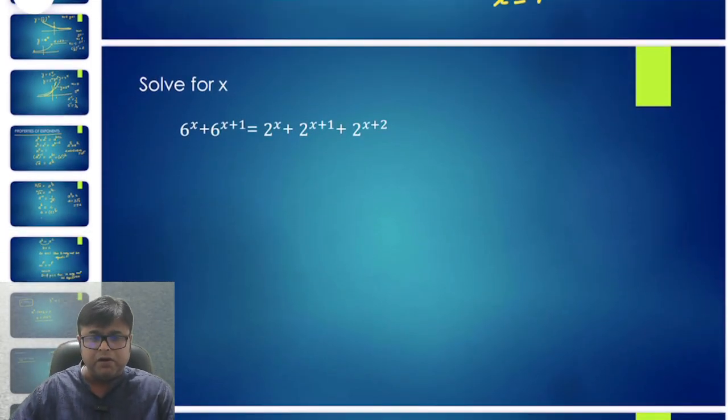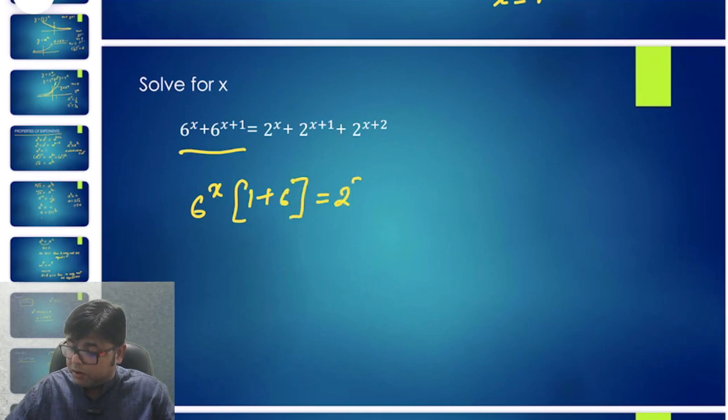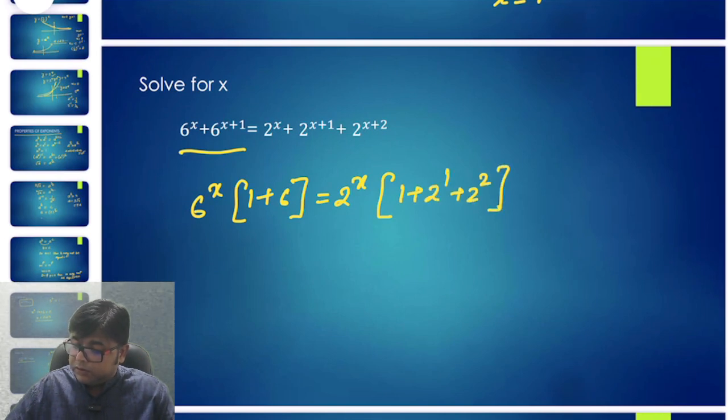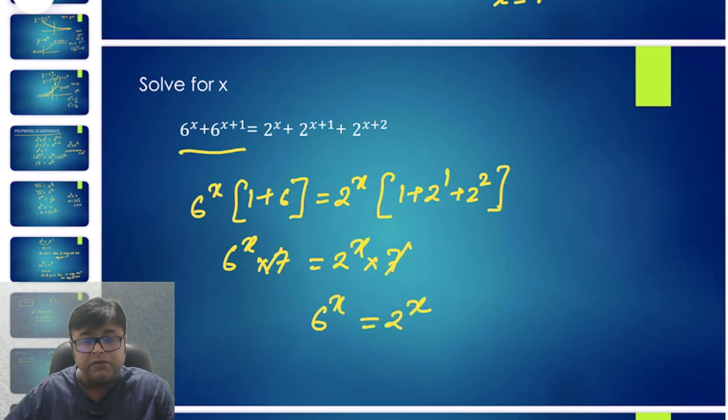If we follow the same process, here I can take 6 to the power x common, so I'm left with 1 plus 6 to the power 1, and if I take 2 to the power x common, I am left with 1 plus 2 to the power 1 plus 2 squared. So this gives me 6 to the power x into 7, and this gives me 2 to the power x into 7, that is 4 plus 2 plus 1. This gets cancelled. Now you must be wondering, how is it possible that 6 to the power x is equal to 2 to the power x?